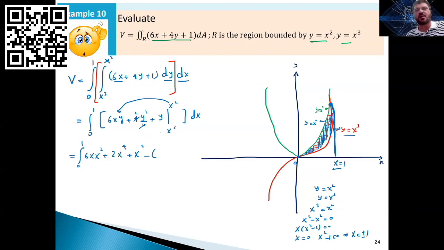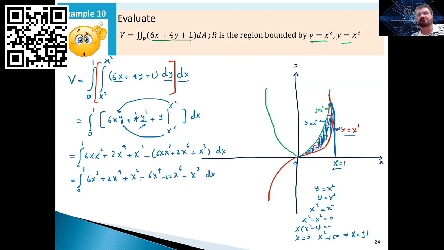Now let's replace y with x cubed. So you have 6x times x cubed. Now x cubed, all squared, is x to the 6, plus x cubed dx. And this is equal to the integration from 0 to 1 of 6x cubed plus 2x to the 4 plus x squared minus 6x to the 4. Minus with minus is minus 12x to the 6. Minus with minus is minus x cubed dx.